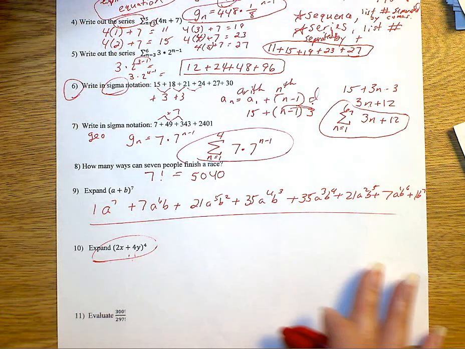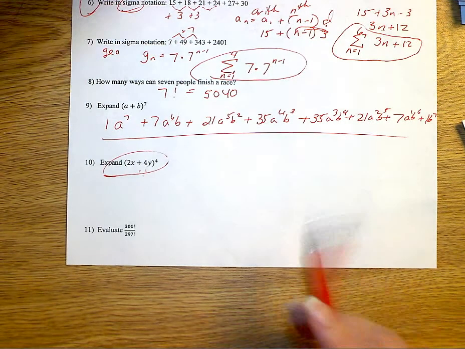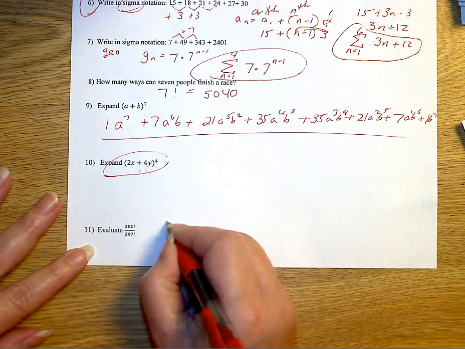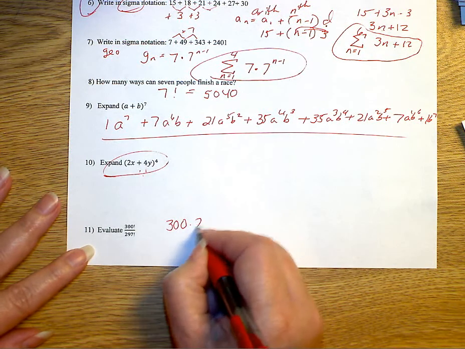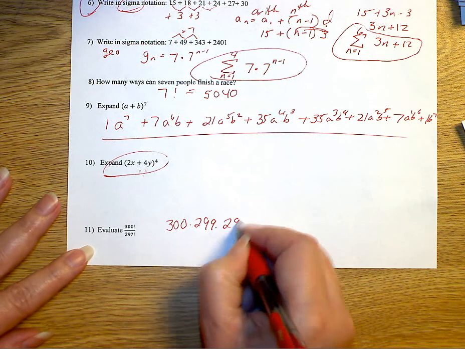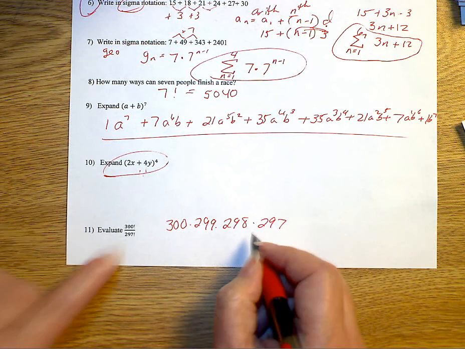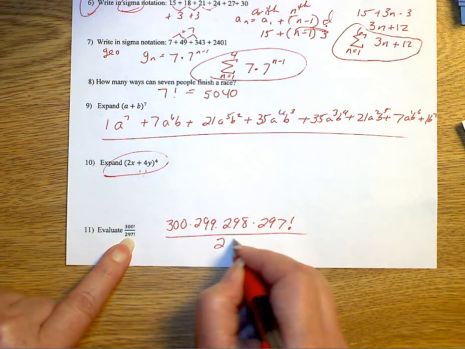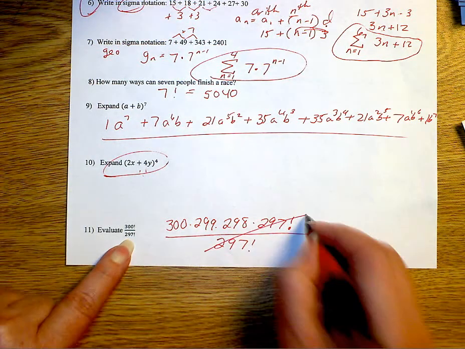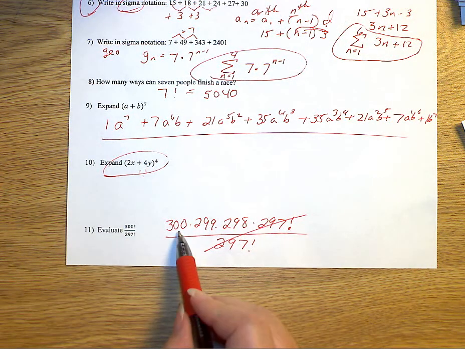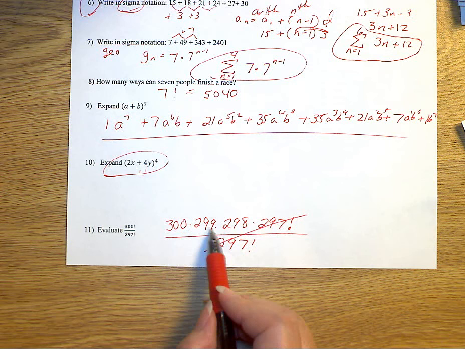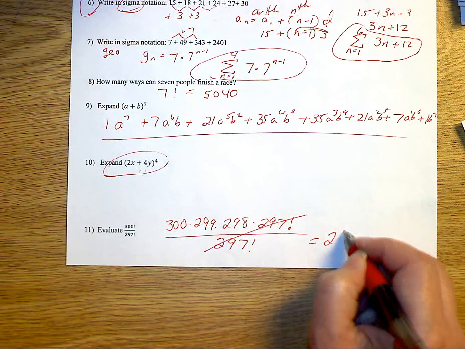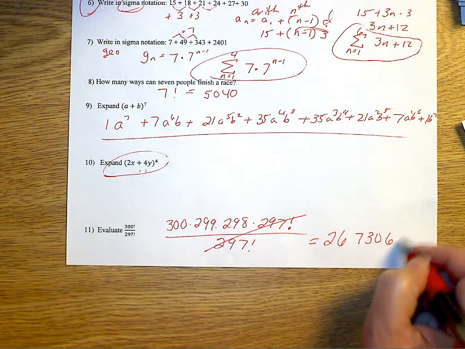Number 10. Just because it's long and tedious, and I know we are short of time somewhat. 300 factorial means 300 times 299 times 298 times 297. And since I know the bottom is 297 factorial, I can stop there and leave that as the factorial. These cancel out. So in your calculator, you should multiply 300 times 299 times 298, and that gives you 26,730,600.